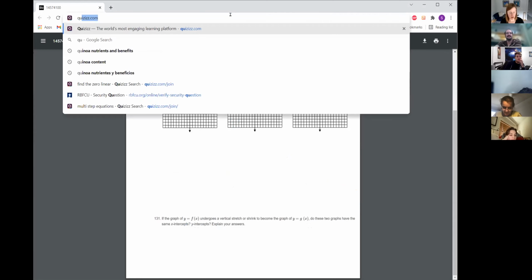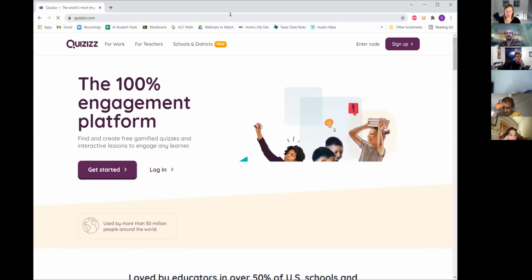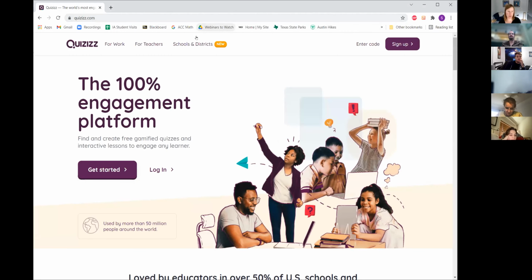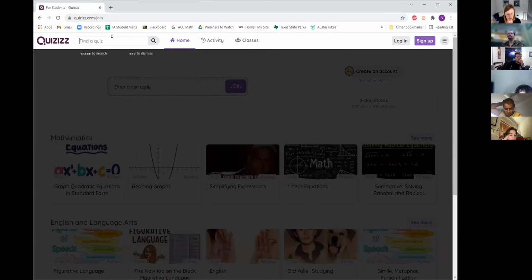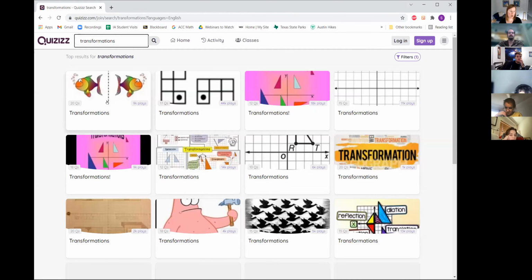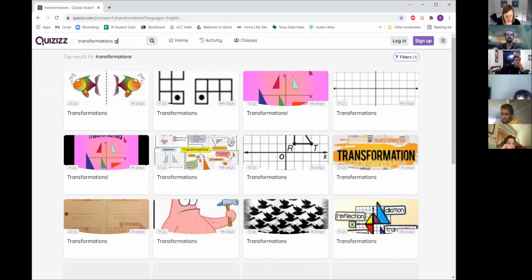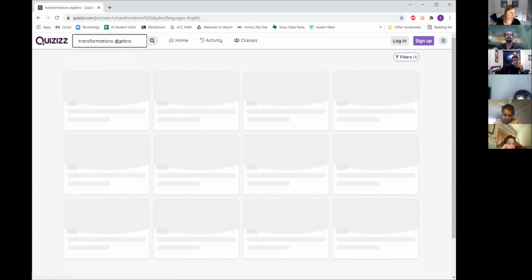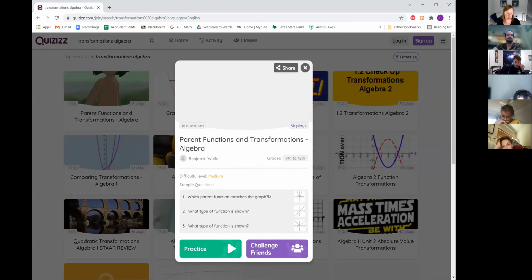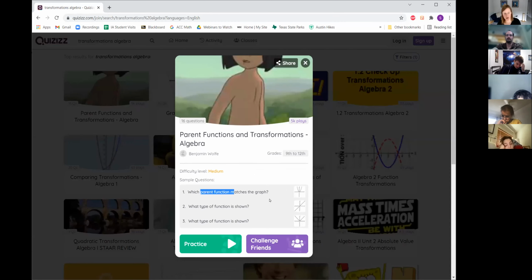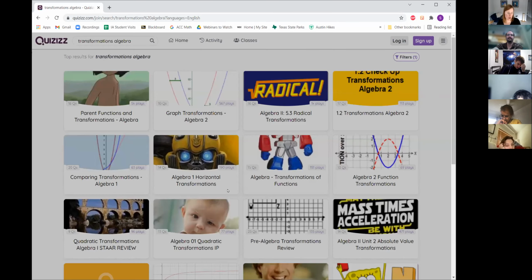Okay, so again, quizzes. Y'all, I have a feeling, based on some of the questions that I was hearing, that some people do need practice. So you can go to quizzes, enter code. You don't have to make an account and you can type in transformations. You could click transformations, algebra, and then you can just pick one. This one says which parent function matches the graph, and you could do practice there.